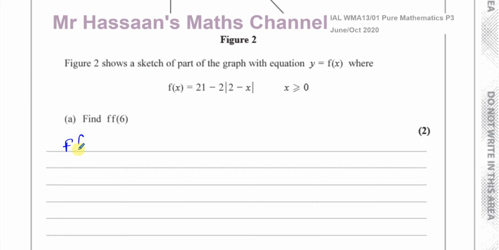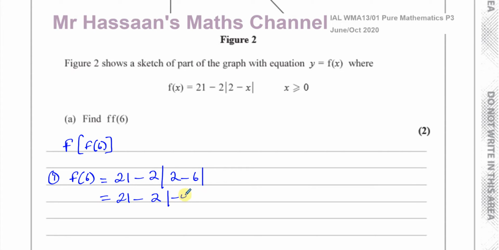So basically what it means is this. It means f of f of 6. Substitute 6 into function f, and then the result into function f again, basically. So first of all, let's find out what f of 6 is. f of 6 is when you replace the x with the 6 inside this function. So you have 21 minus 2 times the modulus of 2 minus, instead of x, I'm going to write 6. This is going to give me 21 minus 2 times the modulus of negative 4.